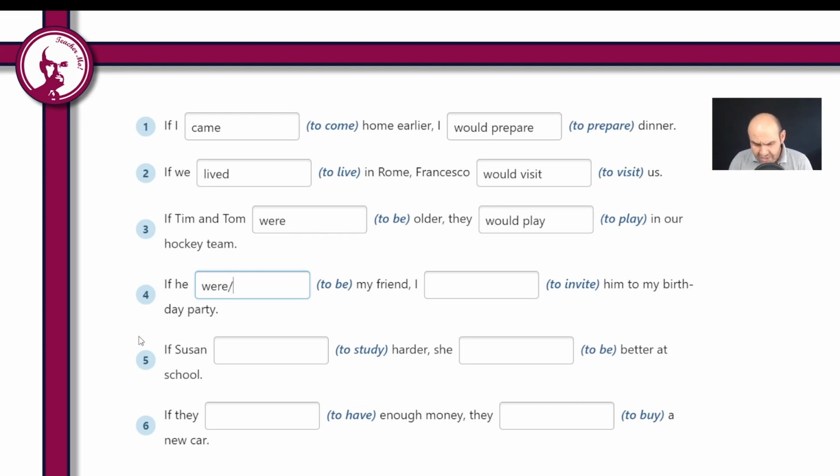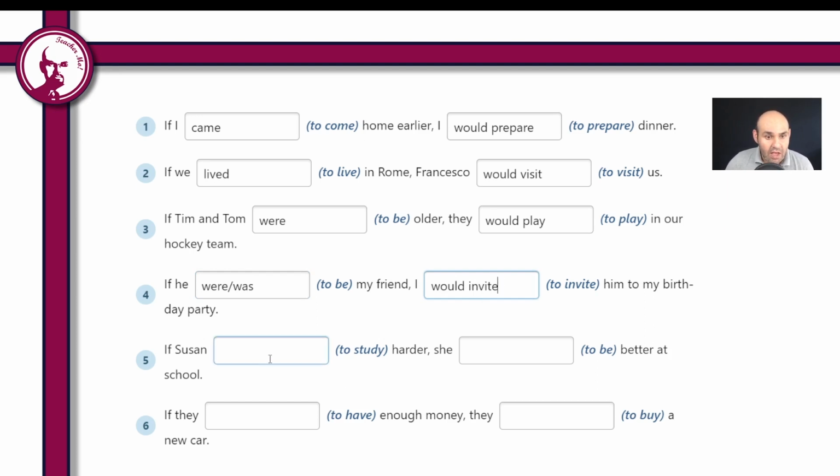So we use the plural form of the verb to be even for singular subjects in the second conditional. Although was is not wrong. You know, native speakers usually use the singular form, but grammatically we should use the plural form of the verb to be here. If he were my friend, I would invite him to my birthday party.